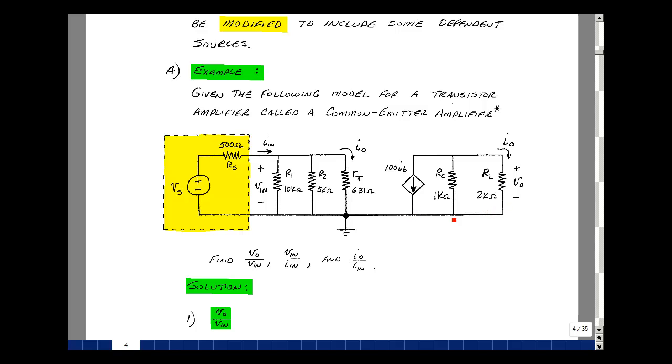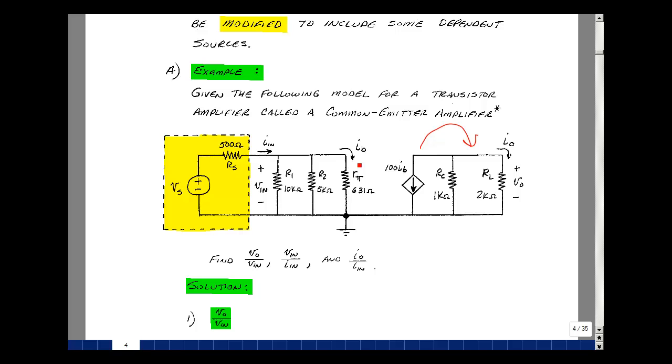Now the current in these two resistances in parallel would produce the output voltage. So that's going to be the current in this direction, and that's going to be a minus 100 I sub B with 1K in parallel with 2K. After you multiply that out, it is about minus 66,700 times I sub B. So I have the output in terms of I sub B.